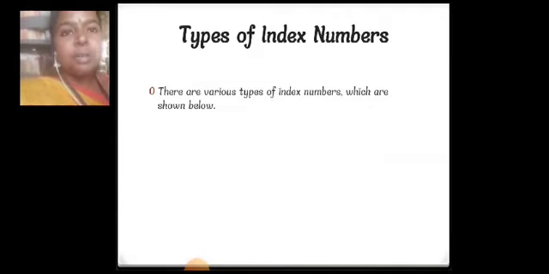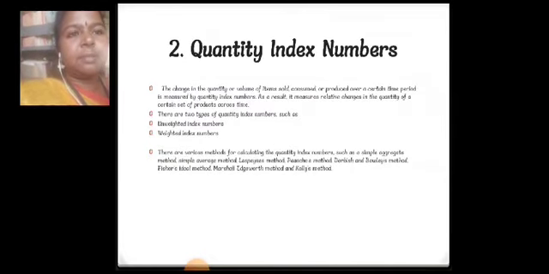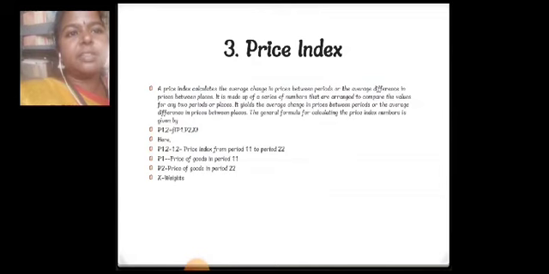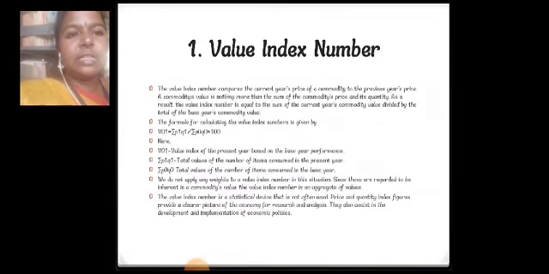So now, the types of index numbers. How many types of index numbers are there? First, value index number, then quantity index number, price index number, and the consumer price index number and wholesale price index number. So first we will see the value index number.